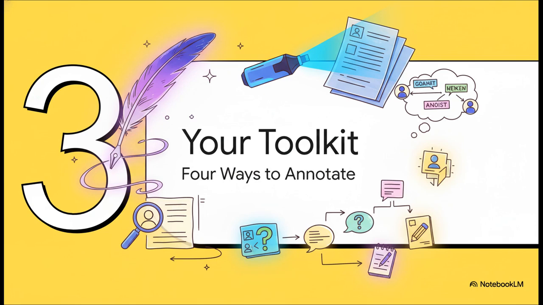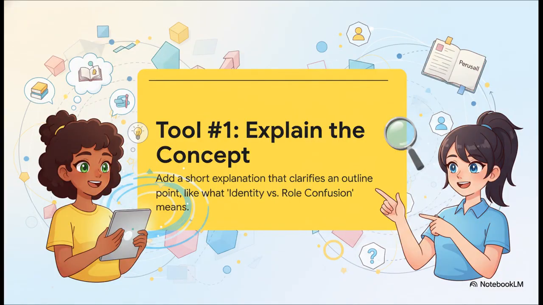All right, let's get down to the practical stuff. Think of this as your own personal annotation toolkit. You've got 4 main tools you can pull out and use, depending on what the situation calls for. Your first tool is the most fundamental one. Just explain the concept. It's exactly what it sounds like. You see a term on the outline, and you add a quick, clear explanation. So if the outline says something like, Erickson, identity versus role confusion, your job is to just briefly explain what that stage of development is all about. Simple, direct, and incredibly helpful.